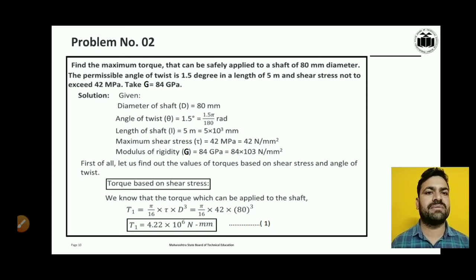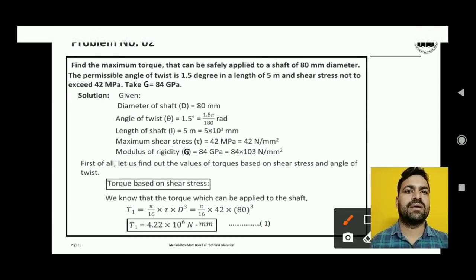We can find out maximum torque on the basis of shear stress, and second on the basis of rigidity criteria. So first of all, see the given data. Diameter of shaft is given as 80 mm, angle of twist 1.5 degrees, convert it into radians by multiplying it by pi by 180. Length of shaft 5 meters, it will be equal to 5 into 10 raised to 3 mm.